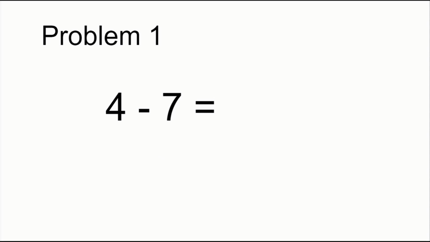So what do these numbers mean in terms of our tiles? 4 means we have 4 blue positives. And minus 7 means we're trying to take away 7 positives. Now, how can we rewrite this into an equivalent addition problem? We can rewrite this as 4 plus.